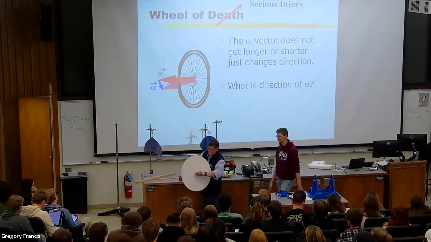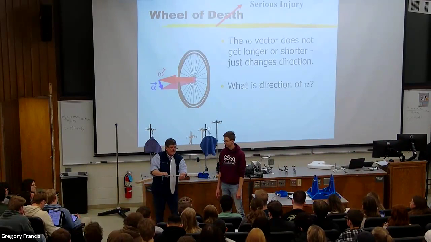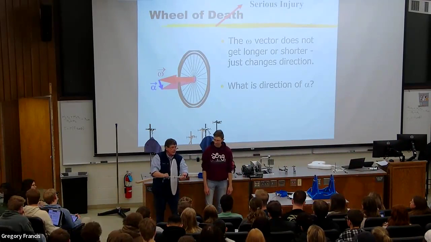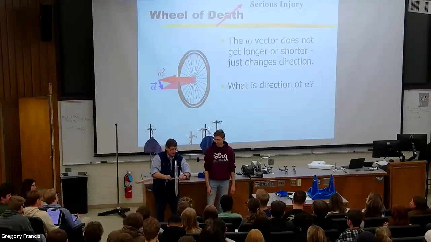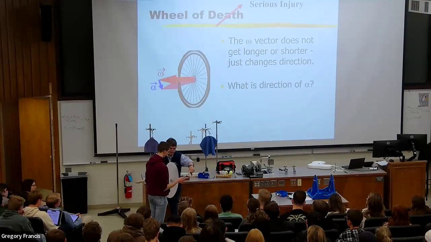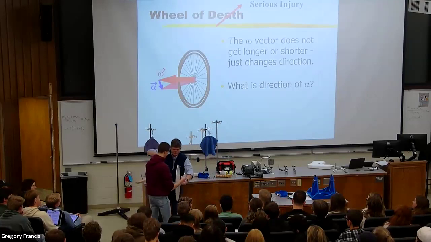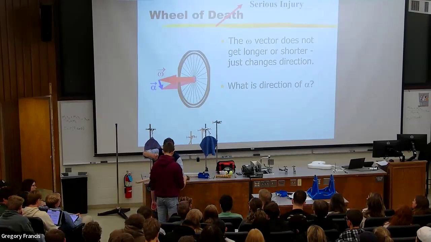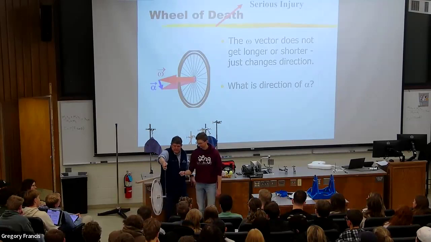The omega vector is out this pole always, right? And the alpha vector is going to be pointing in the direction the omega vector is going. So why don't you stand over here, put your hand out, and I want you to always be perpendicular to that as it goes around. And don't let it hit you.